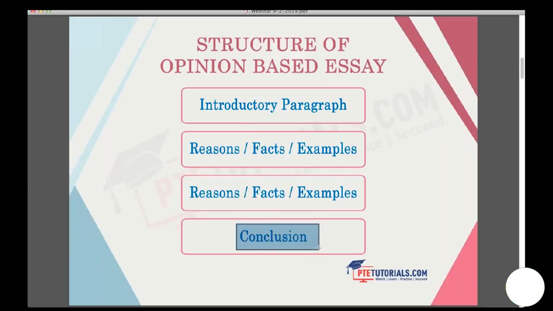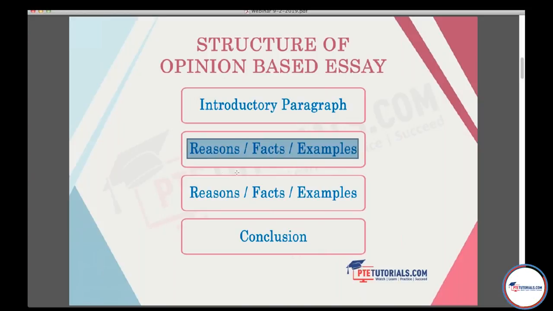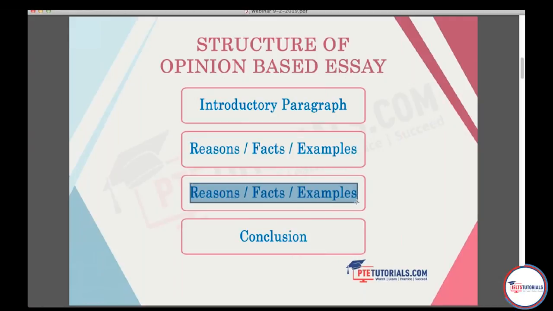Then conclusion. If your opinion is that you want to contradict the general statement, then here you have to give the contradictory points. Also, here you have to give your contradiction. You should not use both. You should not support both sides in your structure, in your opinion based essay. This is agree or disagree. Agree or disagree, any one side.